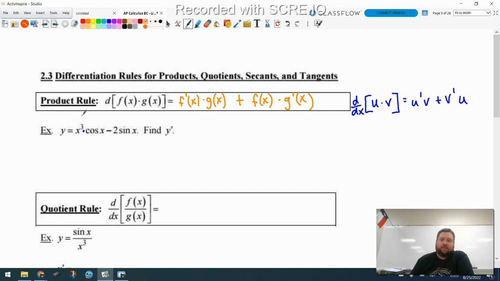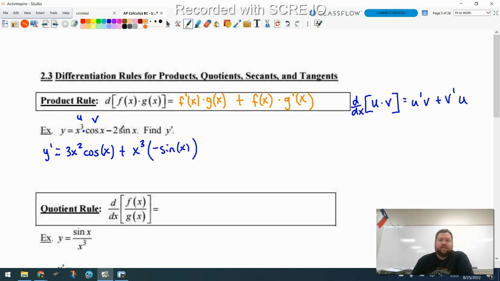All right, so I use different letters because above this, I'm going to write a u for x cubed. I'm going to write a v for cosine x. This uv notation will come back later in the year, so I kind of want y'all to get used to that as well. All right, so y prime, derivative of y, is equal to, so we do u prime, which is 3x squared, times v, cosine x, plus u, which is x cubed, times derivative of cosine x, which is negative sine x.